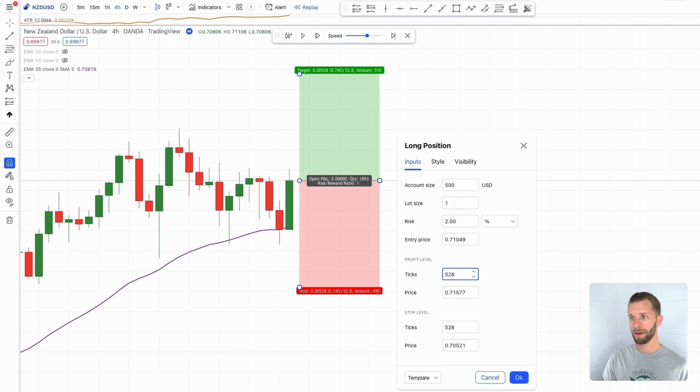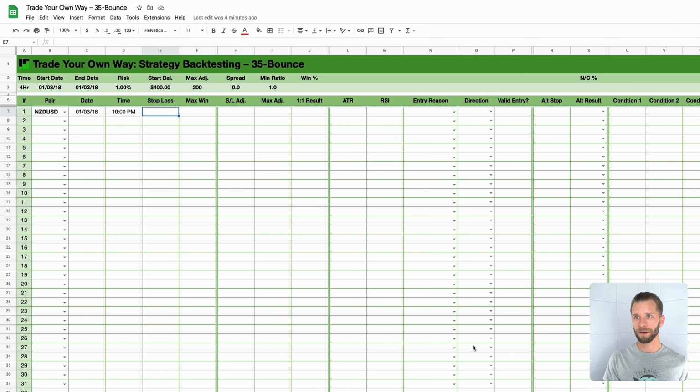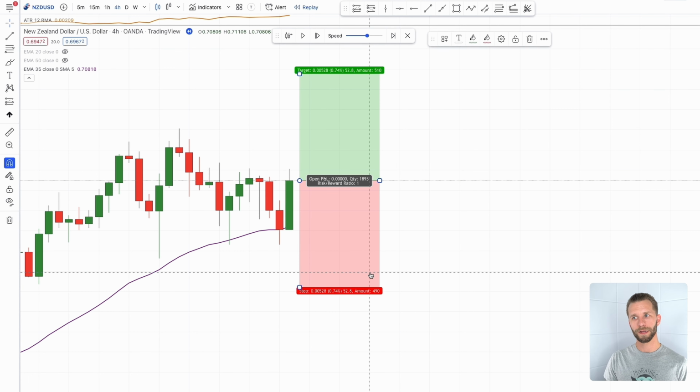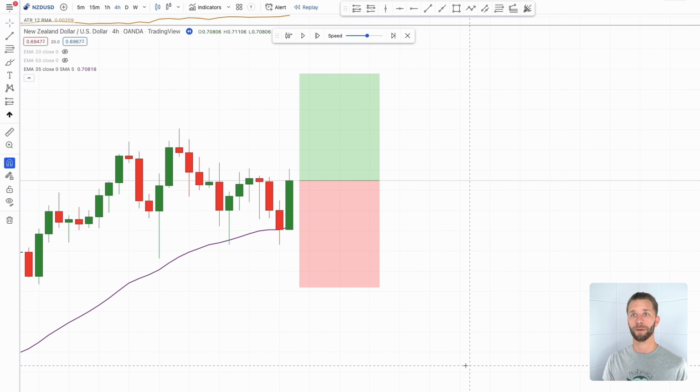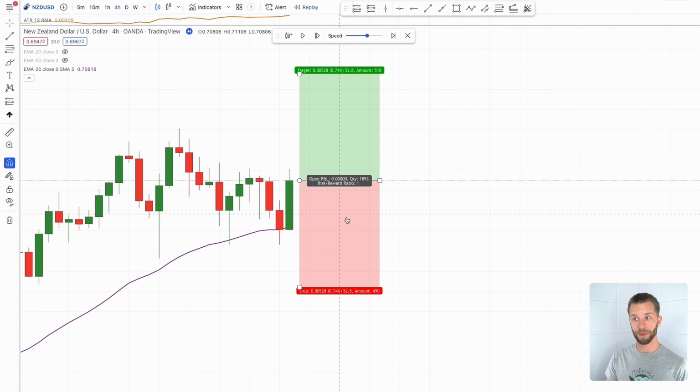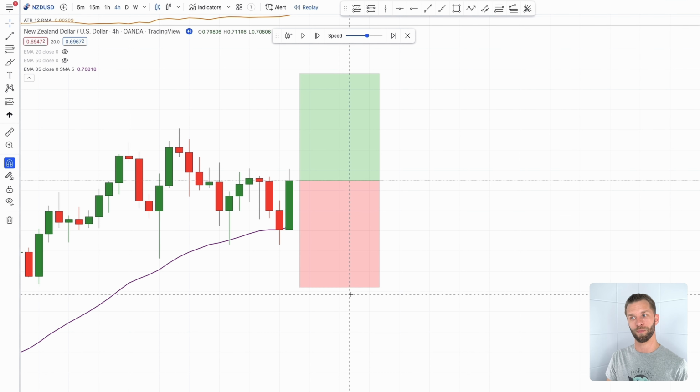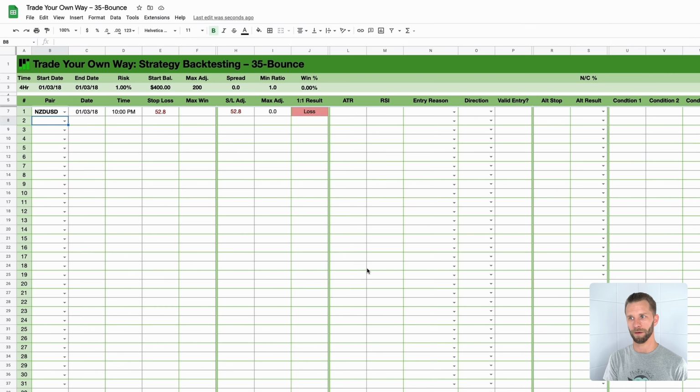Back to 1-to-1. And we can enter that value in our stop loss here, 52.8 pips. Now, while it says 528 in there, that's in ticks, and we talk in pips, which is 1/10 of that. So you can see down here, it says 52.8. So we are taking that figure, 52.8, and it'll automatically say loss until we've actually filled in our maximum win.